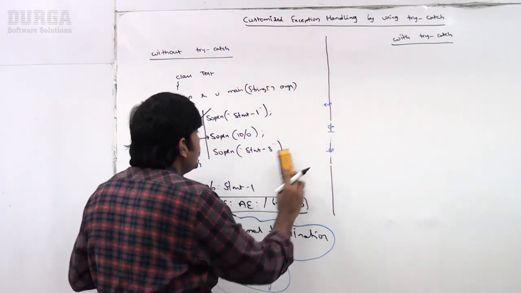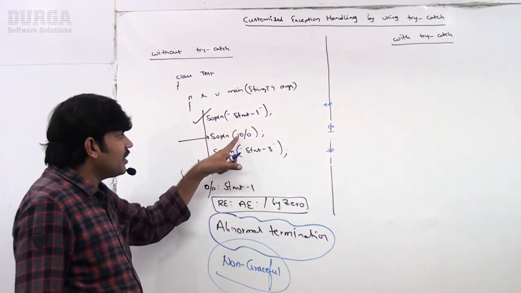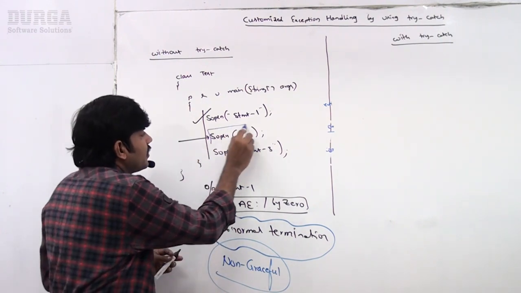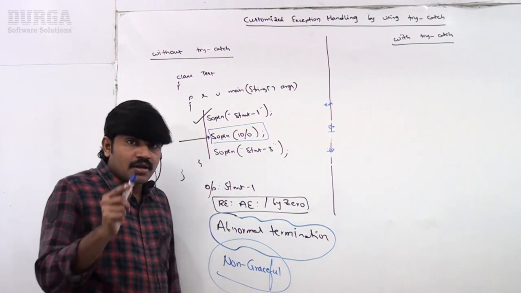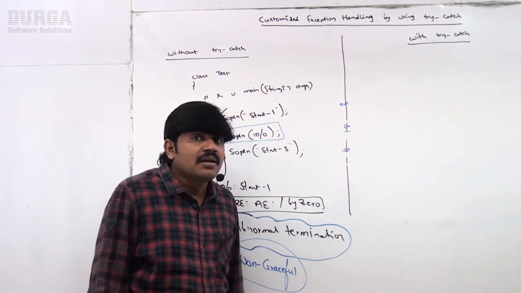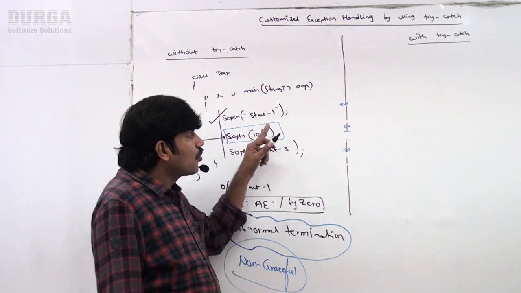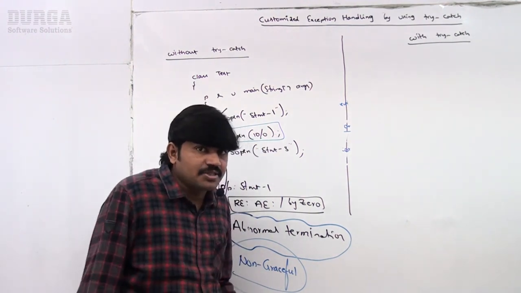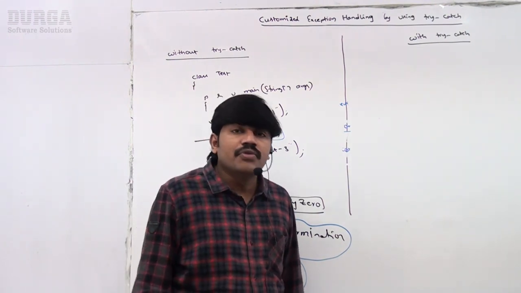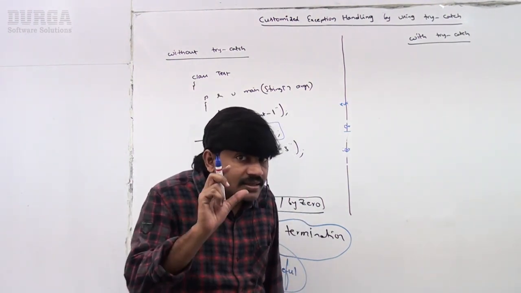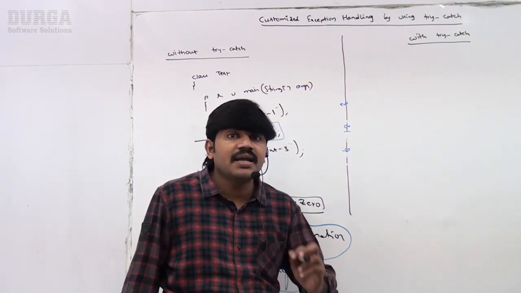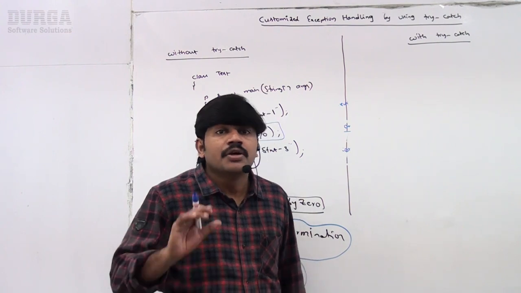Statement 1, or this one, or this one? So this line may raise the problem. The code which may raise an exception, that code is called risky code. The code which may raise an exception is called what? Risky code. That risky code we have to take inside the try block.